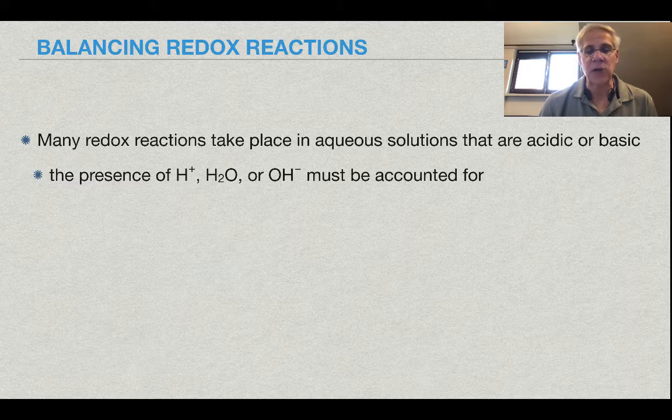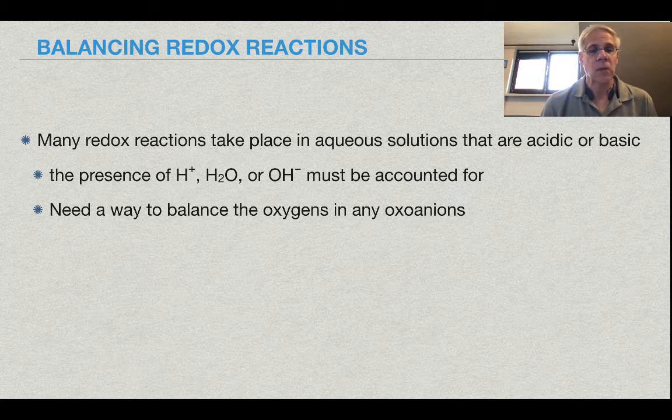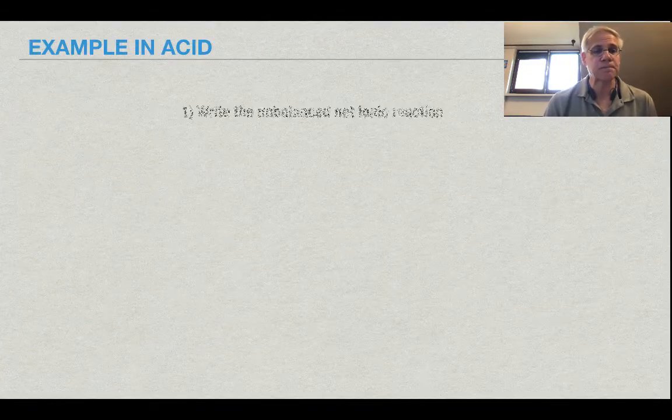So when we have an aqueous solution that the reaction is taking place in, and we have acidic or basic conditions, the presence of any H+, H2O, or hydroxides all have to be accounted for because they do get involved in the reaction. So we need a way to balance the oxygens and any oxo anions. So something like a sulfate ion, SO4, a perchlorate ion, ClO4-. All of those show up, and we have to make sure that we have ways of balancing any of the oxygens present in the reaction.